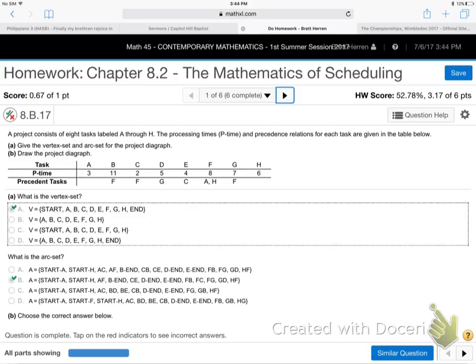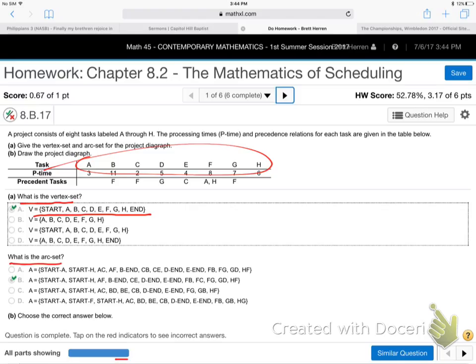So let's answer the questions. What is the vertex set? Well, that's just A through H, right? Plus a start and an end. A through H, plus there's going to be a starting and ending. We'll get to that probably Monday. I'll tell you about the start and the end.